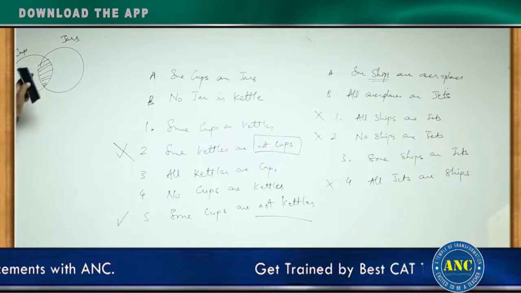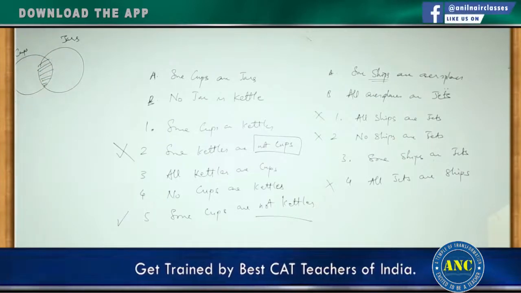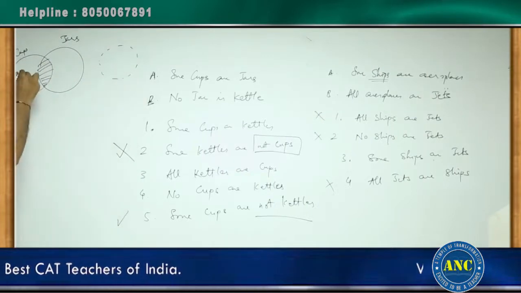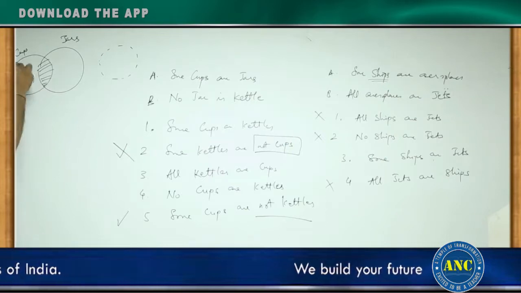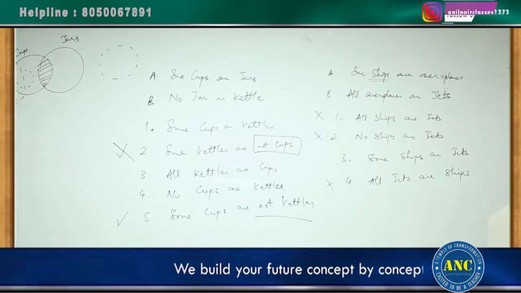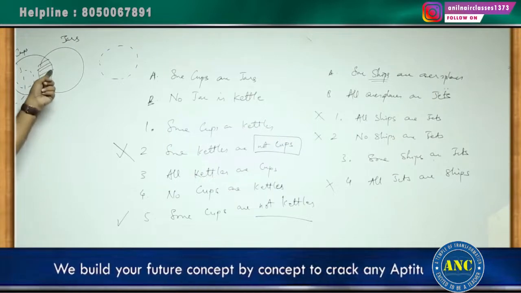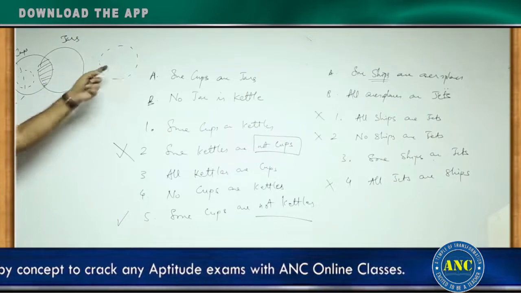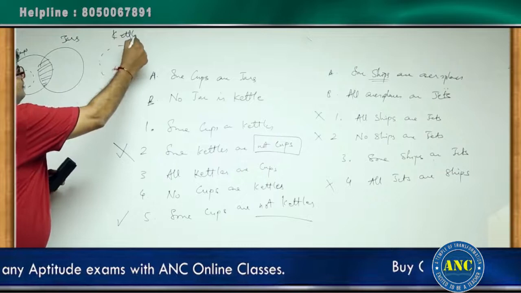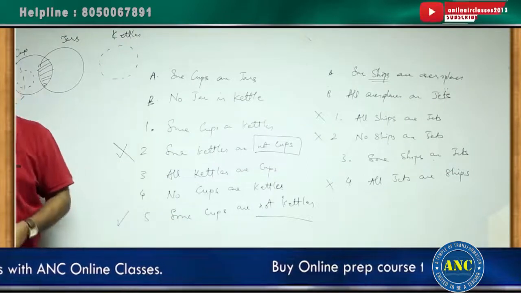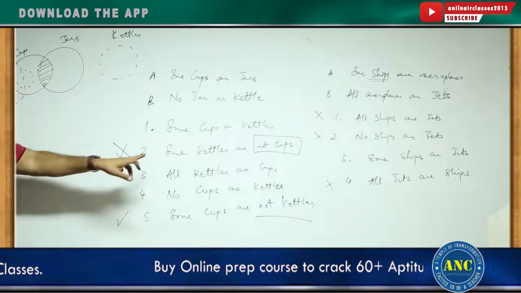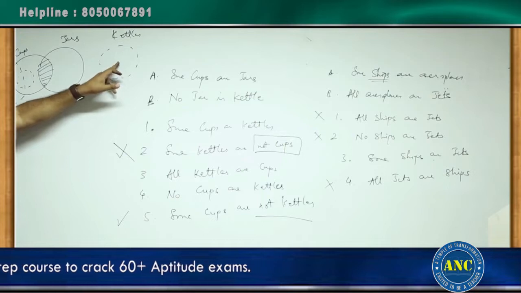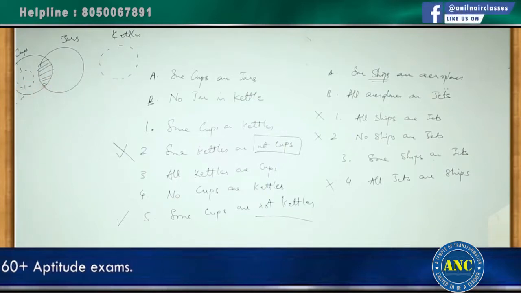Now, no jar is a kettle. Now you don't know, but you know that jar and kettle are away from each other. So that kettle could be here, or it can be within cups. It could be within cups also. It could be here also. In any case, I know that there are some cups that are not kettles. Now, let's see, some kettles are not cups may be possible. In this case, some kettles are not cups is right. But in this case, it is not.